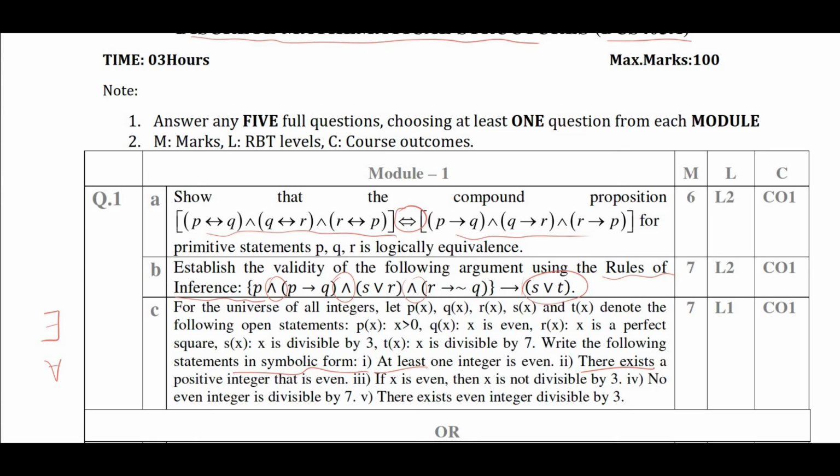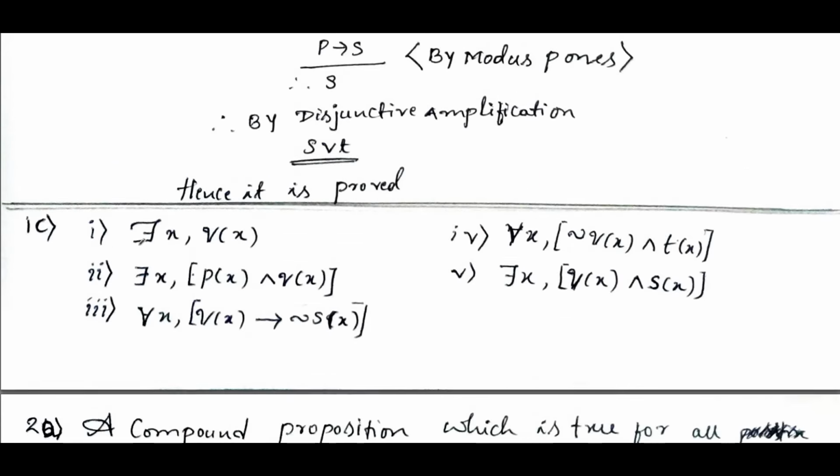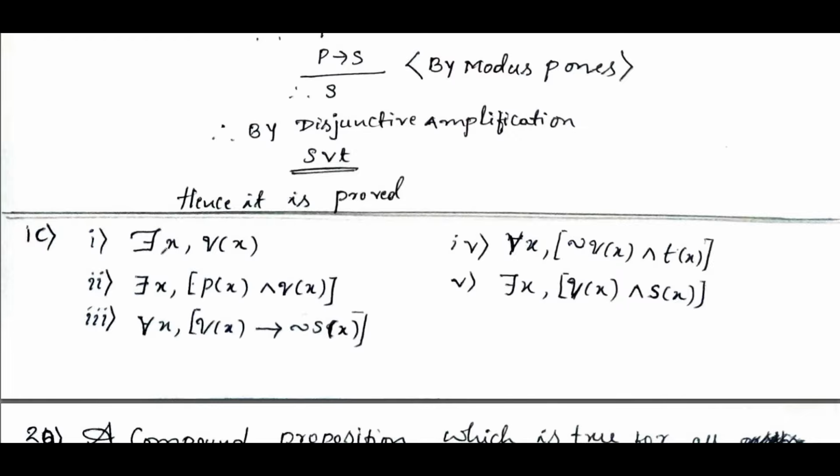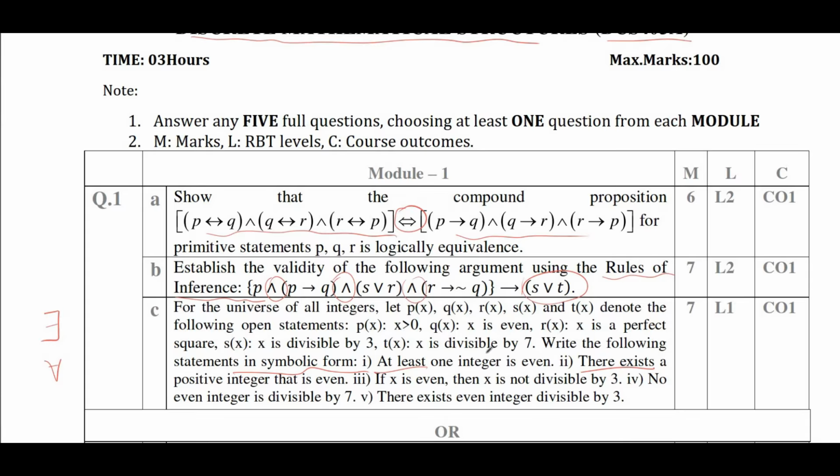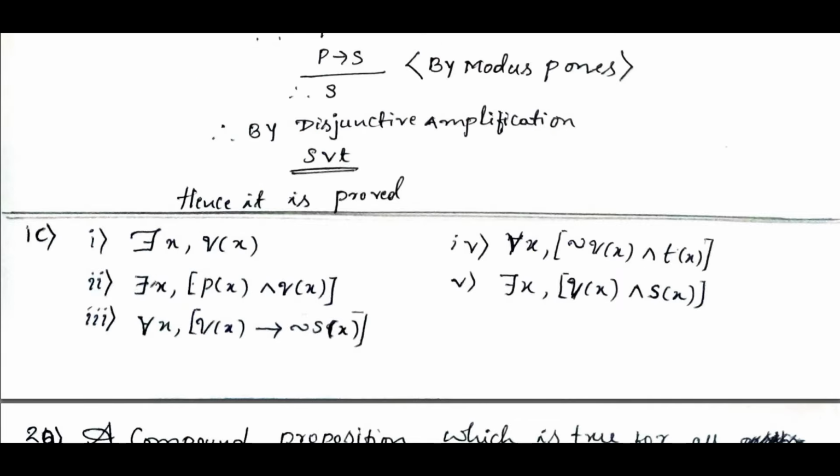Going to the solution part, for question number 1C I have given the solution. They have asked "at least", therefore I have written here, there exists x, Q of x. The given question is: at least one integer is even. Here Q of x is defined as x is even. Therefore, at least one integer is even is nothing but there exists x, Q of x.